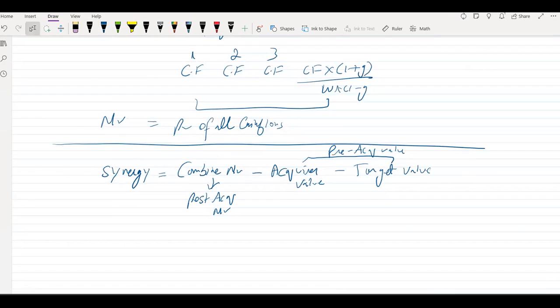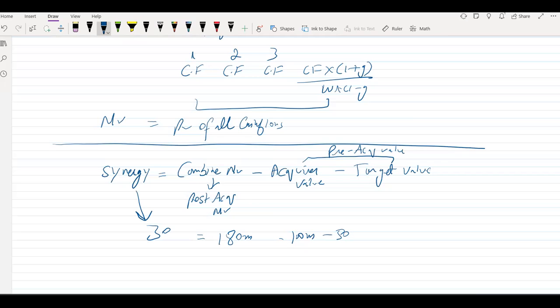मैंने आपकी कंपनी को एक्वायर करना है. I am the acquirer. My company value is 100 million. Target company value is 50 million. But when we combine together, when we join together, when we run our company jointly, our combined market value turns to be 180 million. So the difference 30 million is the synergy.